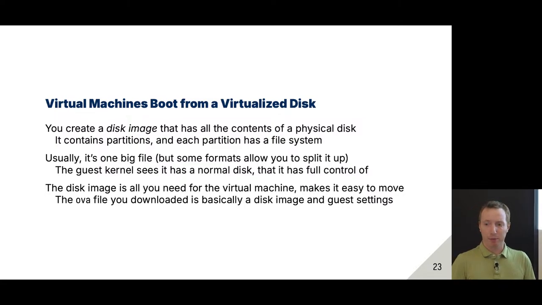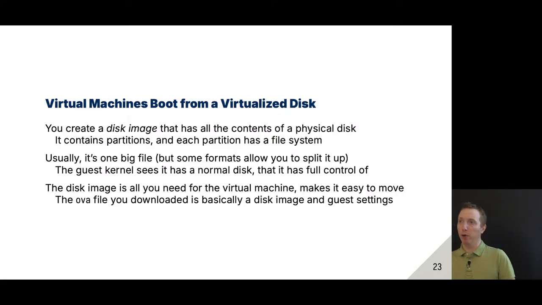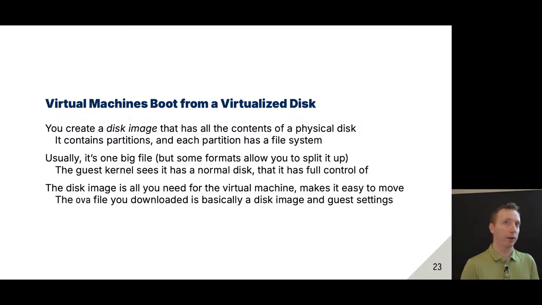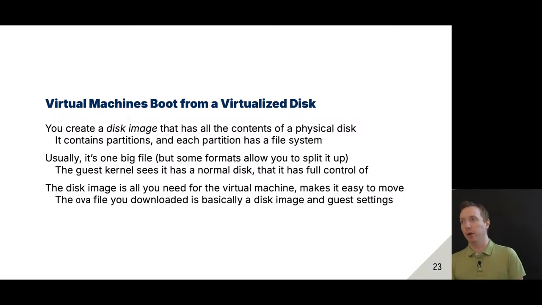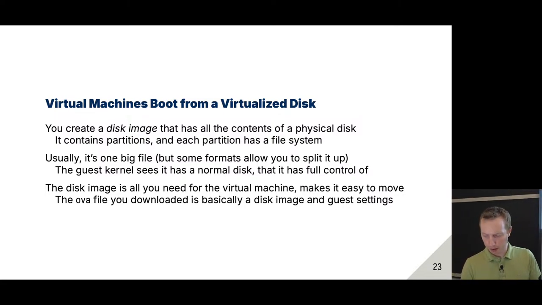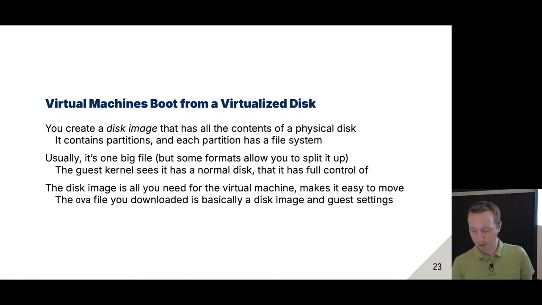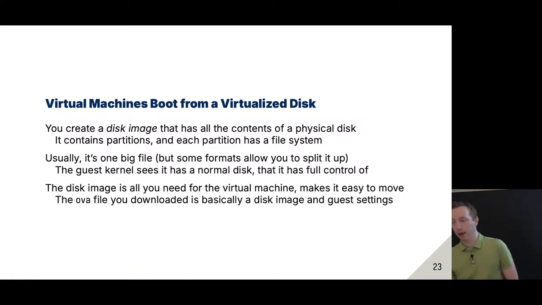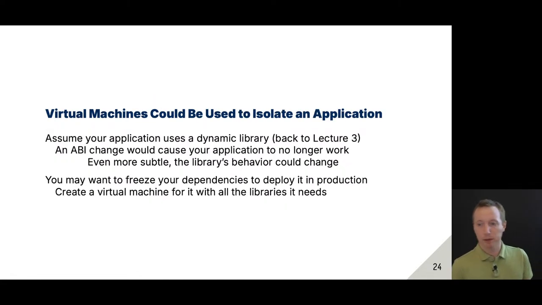Some things will have you download a file for the whole virtual machine, but the majority of it is going to be the disk image and then settings for that particular software, like the default number of CPUs it should have, memory, and settings like that. So if you used VirtualBox, which at one point we used, they're OVA files, and it's basically a disk image and then just a whole bunch of settings.